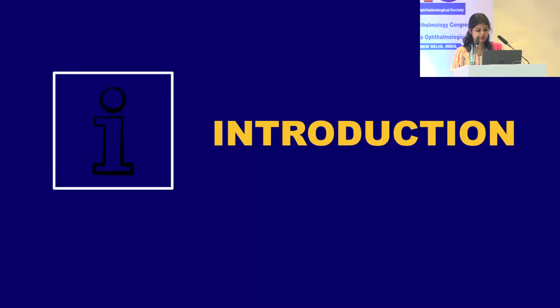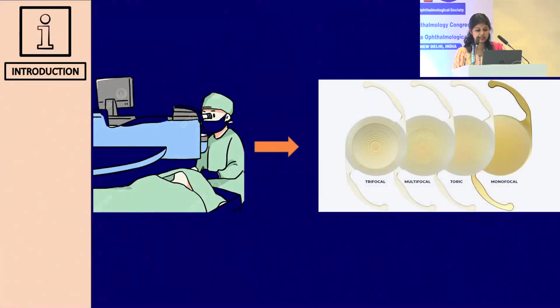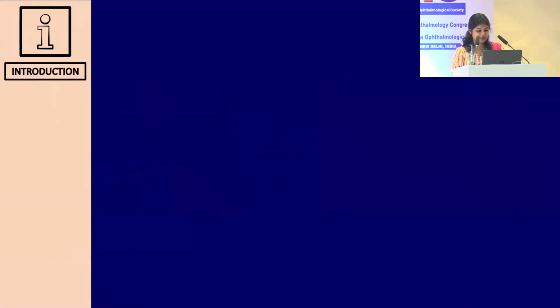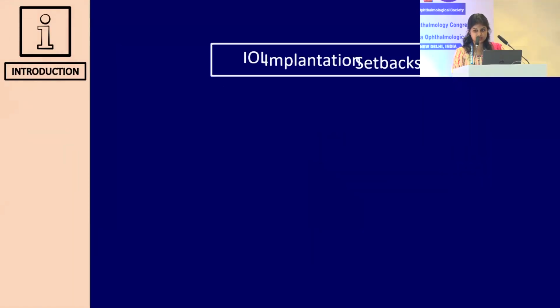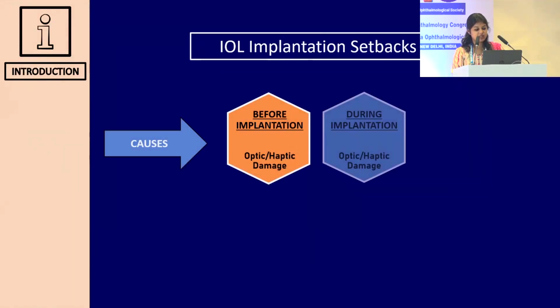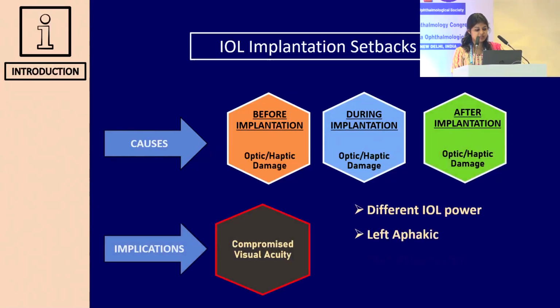Phacoemulsification is one of the modern cataract surgeries, and we use foldable implantable IOLs like trifocal, multifocal, toric and monofocal IOLs, to name a few. Now, these surgeries may be met with certain setbacks, for example, the IOL implantation setbacks. These can be broadly classified as optic or haptic damage before, during, or after implantation of the IOL, and it may sometimes lead to compromised visual acuity due to a different IOL power being implanted, or the patient may be left aphakic.